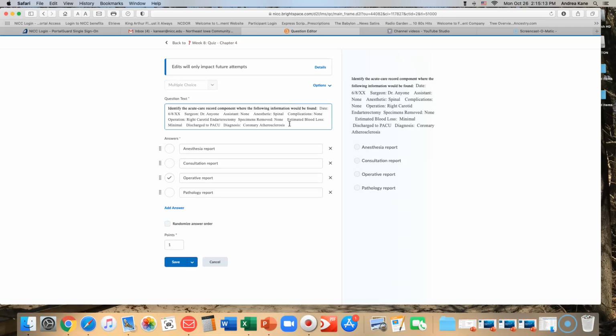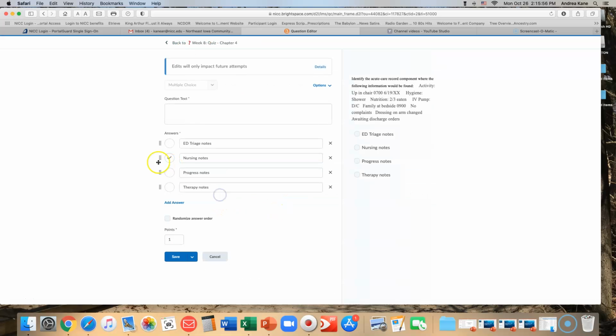Is it a consultant report? Well, no, it doesn't say anything about referrals. It doesn't say anything about recommendations. So it's not a consultation report. Is it an anesthesia report? It does have the date, does have the surgeon, does have the anesthetic, but it has all this other stuff that has nothing to do with anesthesia, right? The only thing that it really can be is an operative report because it's listing all the different things that you would want included on an operative report. So that's really what gives it away.